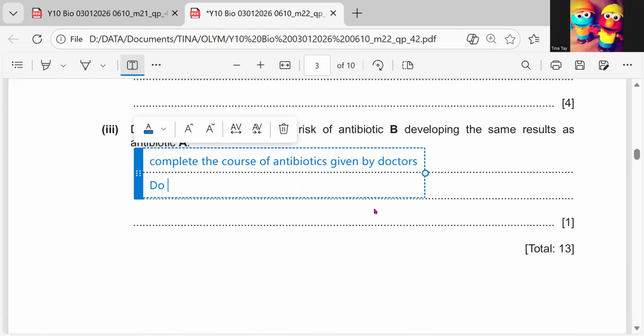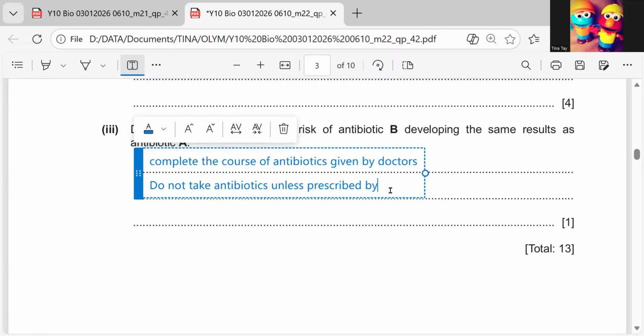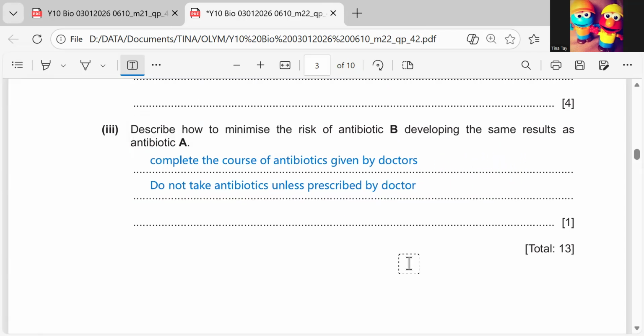Always do not take antibiotics unless it's a bacterial infection. Unless prescribed by a doctor. Prescribed by a doctor. Or do not take antibiotics unless it's caused by a bacterial infection.